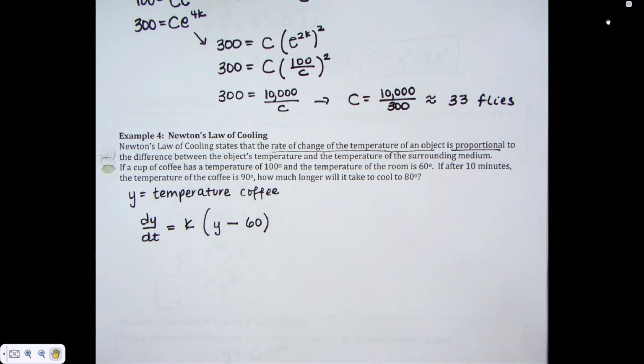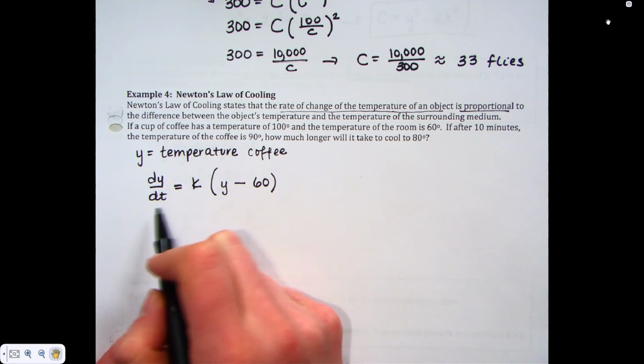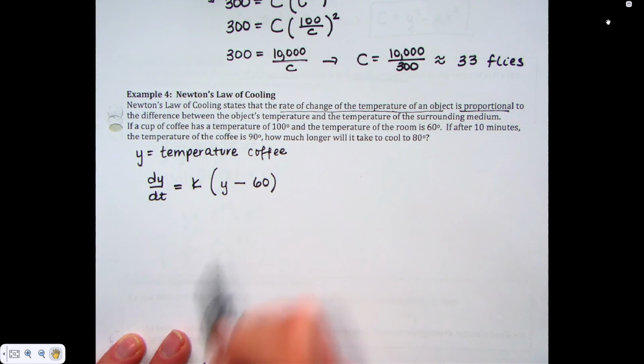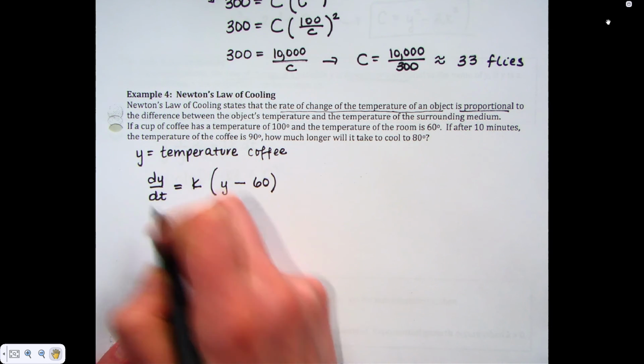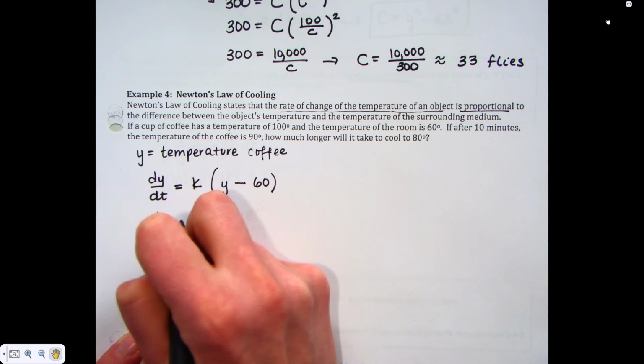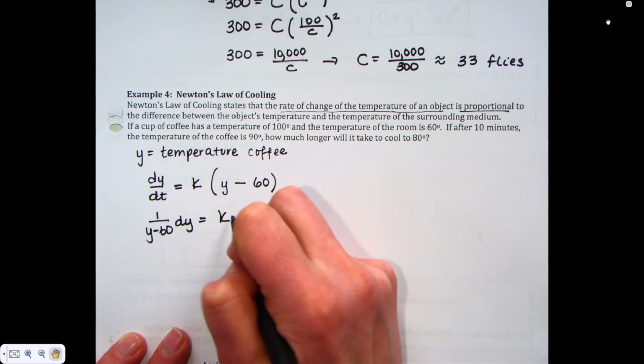I have a different original proportionality statement, which means that I am, unfortunately, going to have to restart the process. I'll separate my variables, and then I will determine, with Newton's law of cooling here, a different proportion or equation. So that would mean that I would divide by y minus 60, so 1 over y minus 60 dy. That isolates my y's on the left. I'm going to keep my k where it's at.